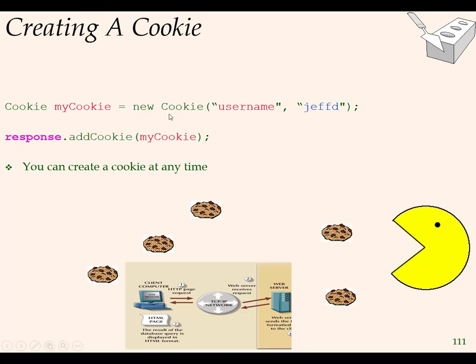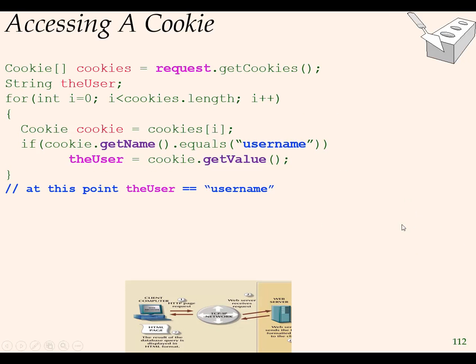Okay, so this is a Java class. My cookie, here's the new, here's the constructor, and I'm going to put Jeff B for username. And I'm going to add that to the response. I'm going to add the cookie.